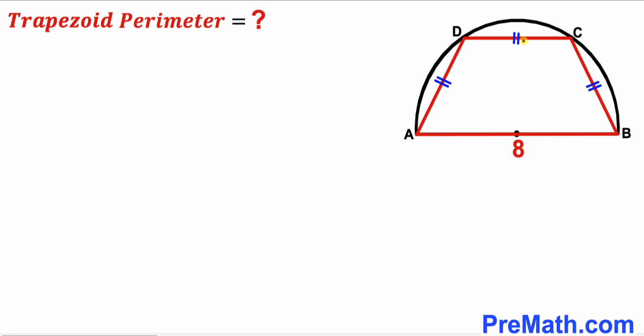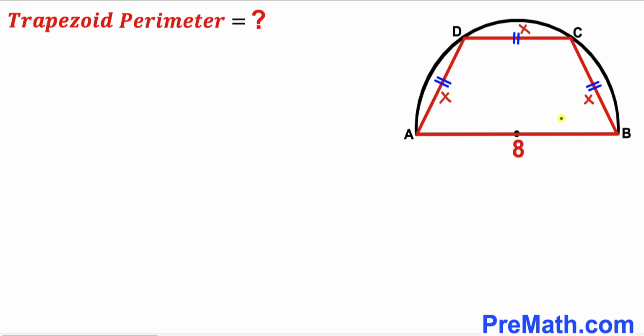And now let's assume that this side length CD is x units, and since all these side lengths are equal in length, this side length is going to be x and this side length is going to be x units as well. And now our task is to find the value of x, and since we are interested in calculating the perimeter of this trapezoid ABCD, in other words, the sum of all these four side lengths of this trapezoid, 8 plus x plus x plus x is going to be the perimeter of this trapezoid.